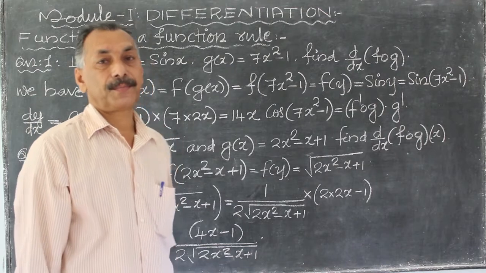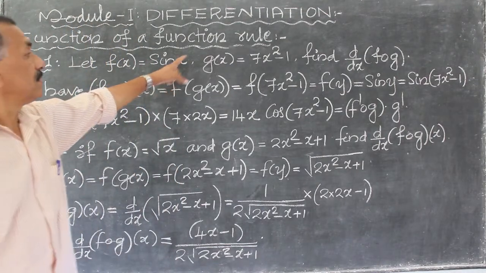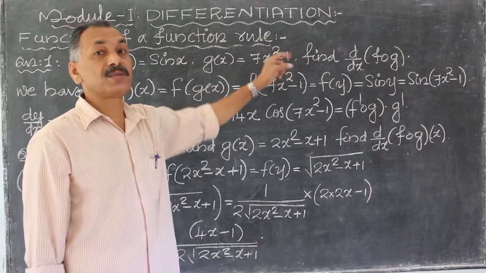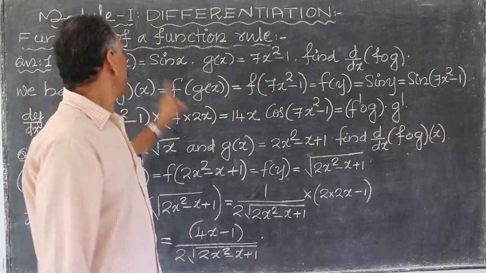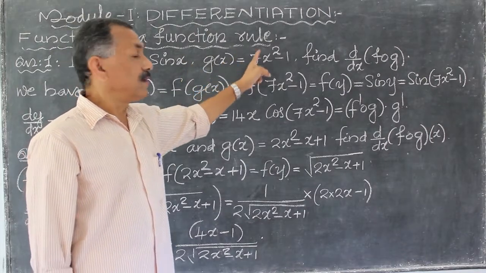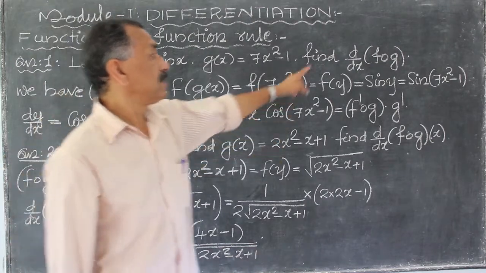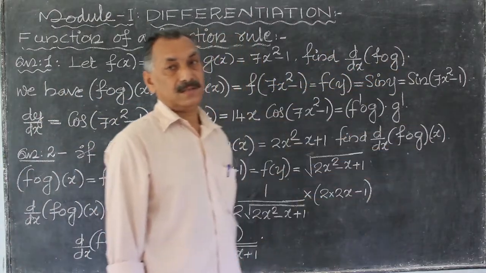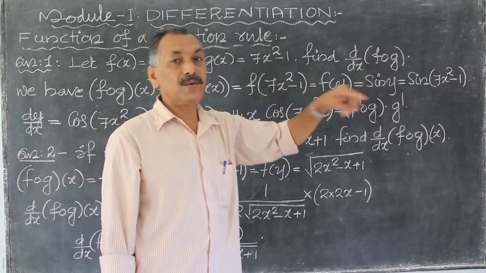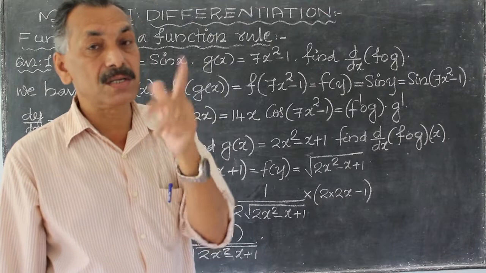For example, let f of x be equal to sin x and g of x be equal to 7x square minus 1. What is the derivative of f of x? cos x. The derivative of g of x? 7 into 2x, 7 into the derivative of x square. Find the derivative of f dot g. To find it, the derivative of f dot g is equal to f dash dot g into g dash.